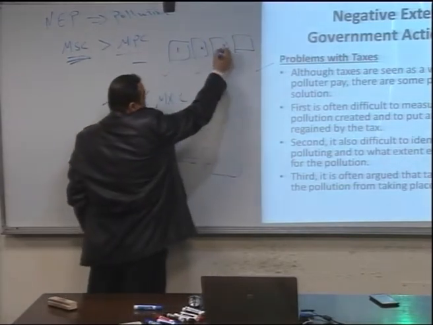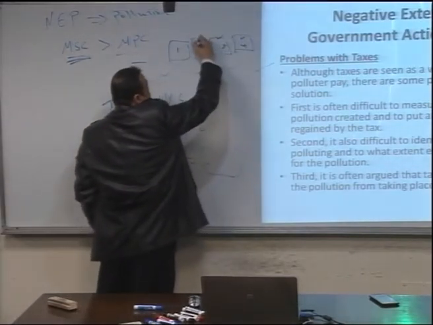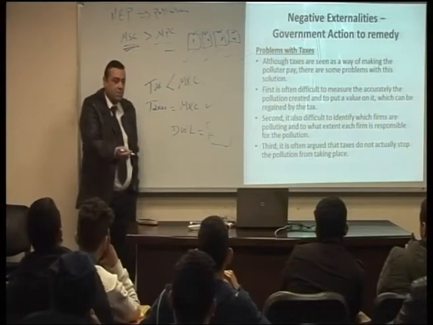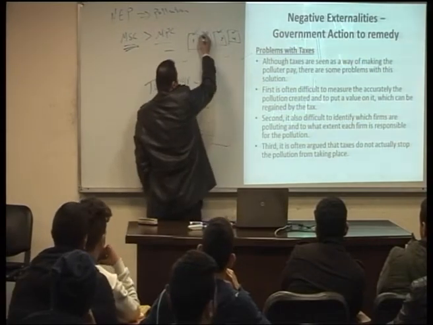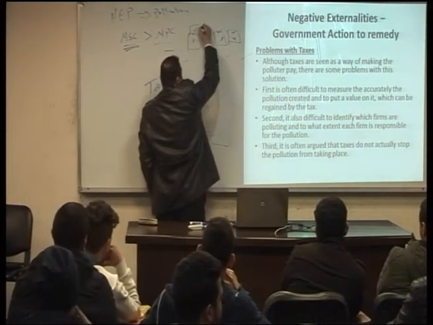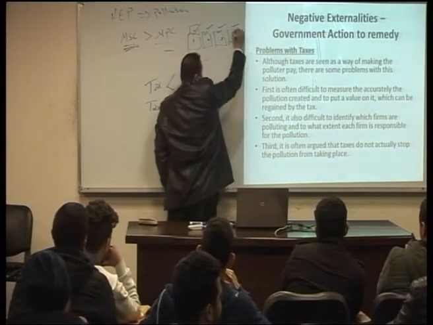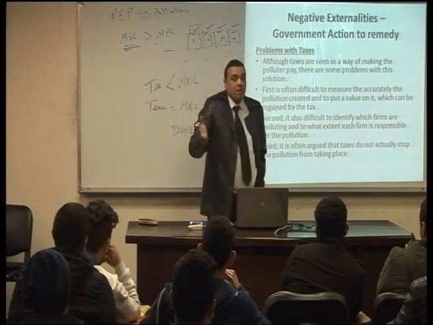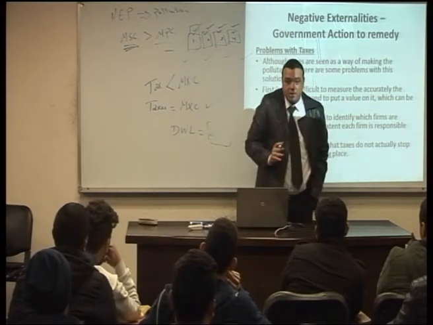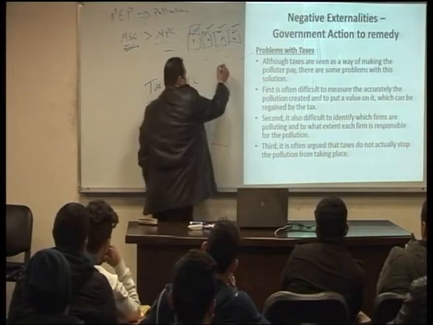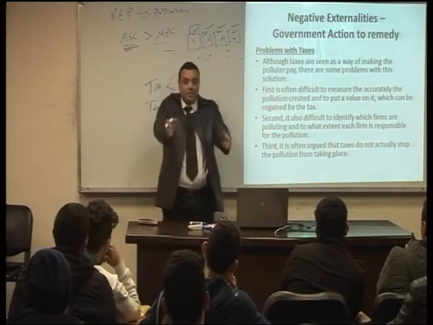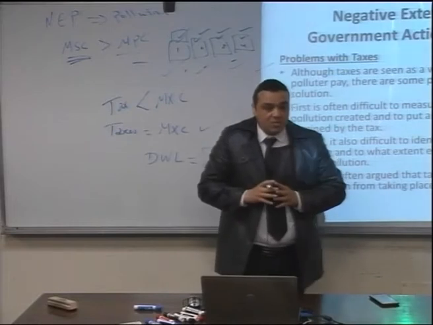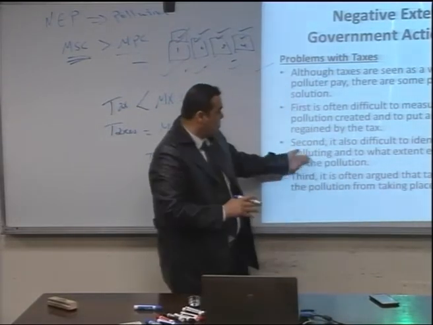Factor number 1, 2, 3, 4. How much tax can we impose, or how much is the tax that should be imposed on factory number 1, 2, 3, or 4? It's difficult. It depends on the size of pollution created by each factory here. So it's difficult to determine the exact size of the tax here.